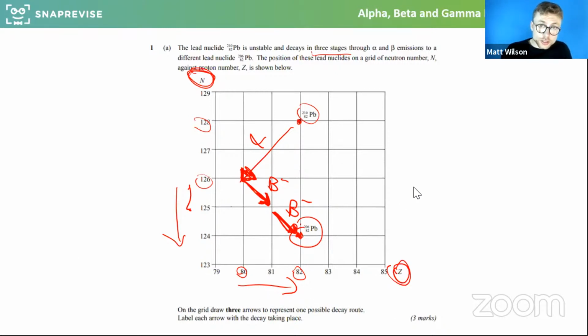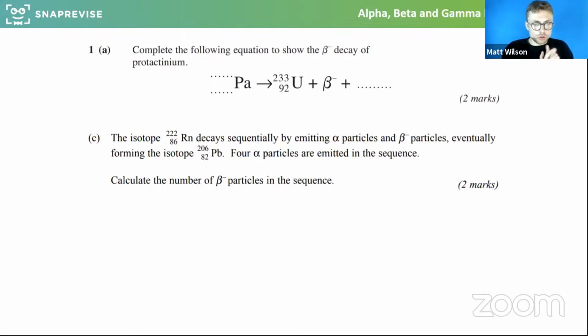Now, the next question is more of a formula type one. Complete the following equation to show the beta minus decay of protactinium. I always struggle to say that one. Okay. So beta minus decay, what happens? Well, we produce a beta minus particle. That's another way of writing the electron. And what's the other thing we produce? We produce an anti-electron neutrino. Now we have to try and fill in these numbers here. So let's take a look.